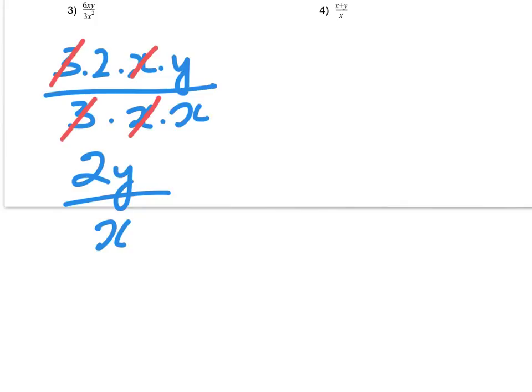The next one's a little bit trickier. So with this one, what we've got here is x plus y over x. Now you see the way we have a sum on the top. If you look at the previous examples, it was just one term on the top. Now we have 2 terms on the top.